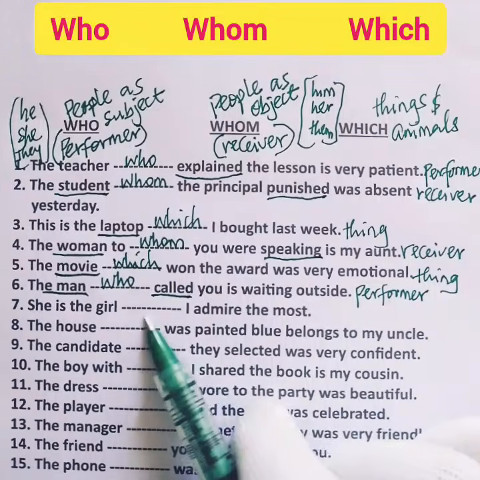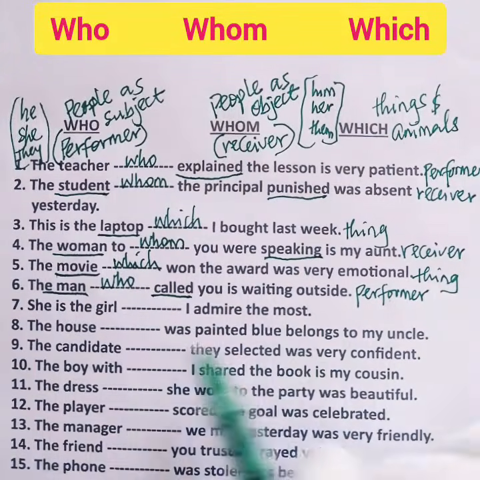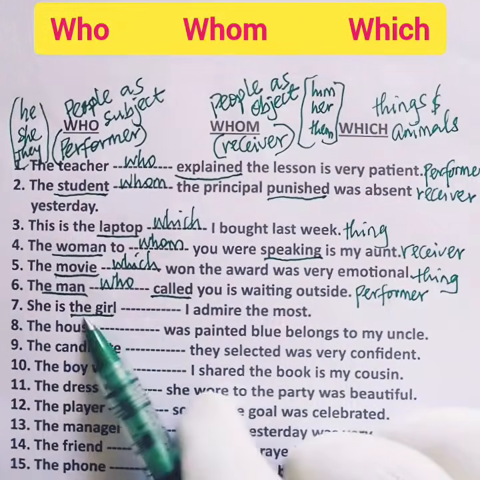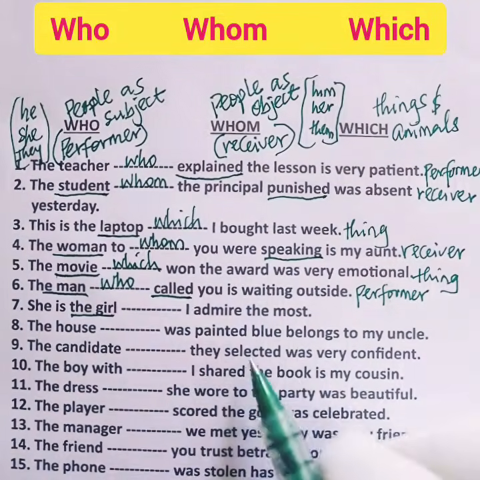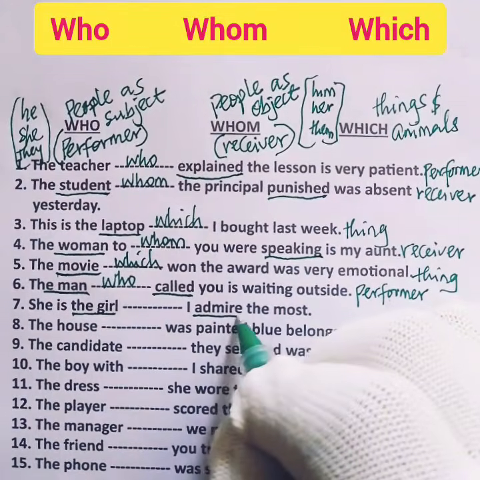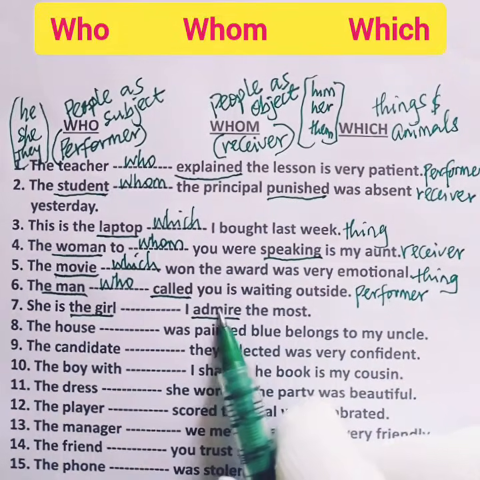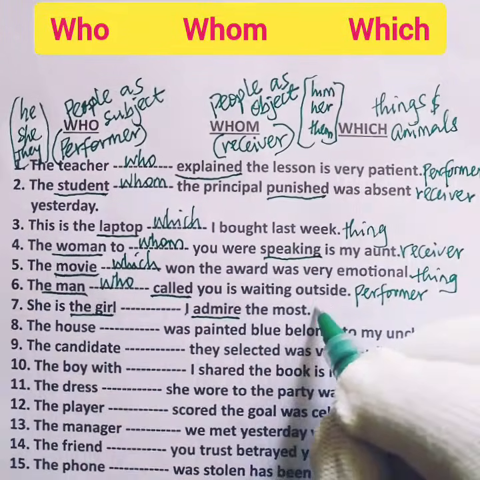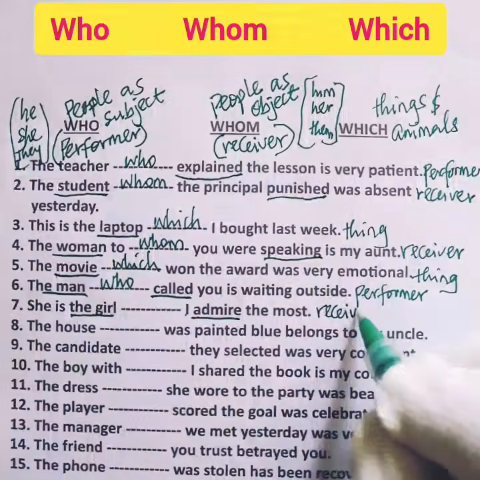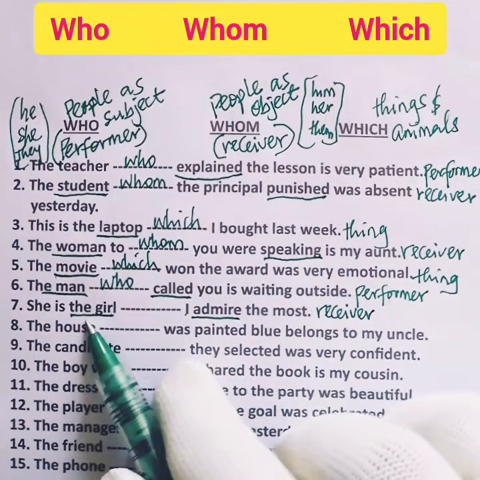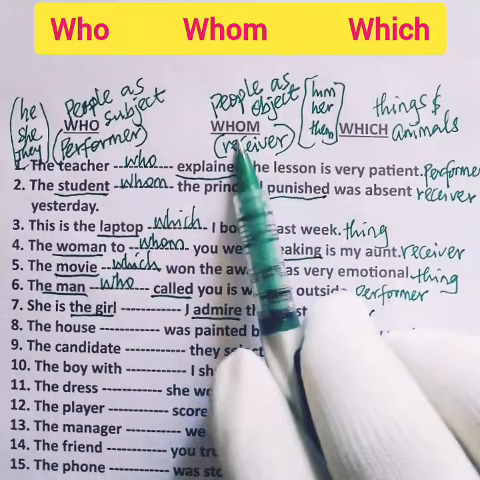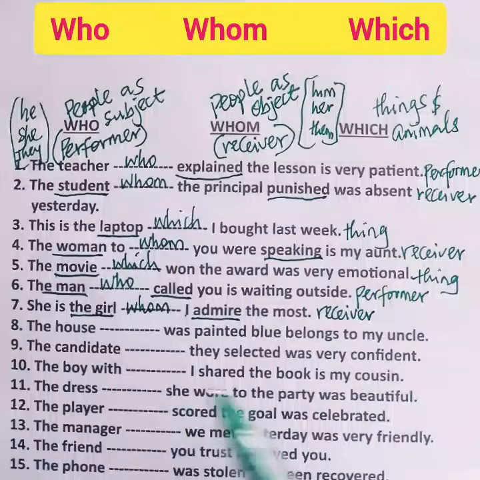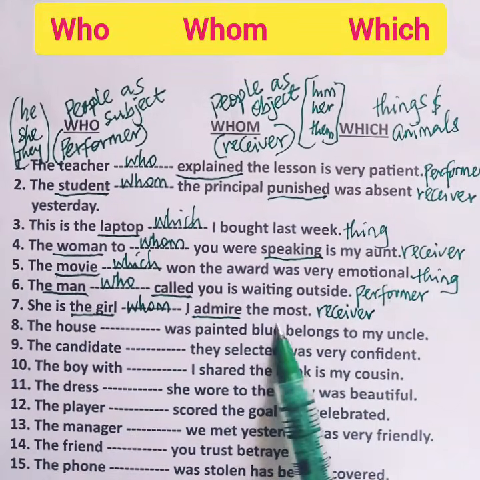7. She is the girl blank I admire the most. What is our keyword here? The girl. So is the girl performing any action or receiving? The action in this sentence is admire. Now ask yourself, who admired? I. And who did I admire? The girl. So the girl is the receiver of action in the sentence. That means it is the object. Okay? The correct word to use is whom, because it is the object in the sentence. She is the girl whom I admire the most.